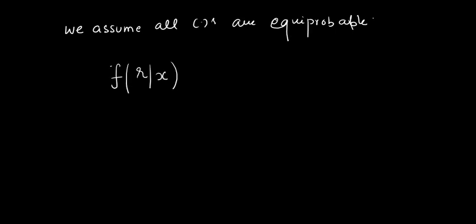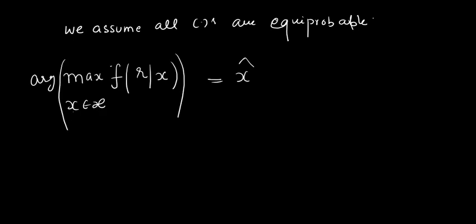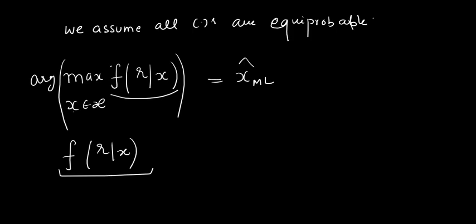What do you have to do? What is your aim? To maximize it for all possible X and take the argument which is maximizing, and you call that your X hat. But what is this PDF of R given X? Okay, so for this, what is your R? Please tell me.